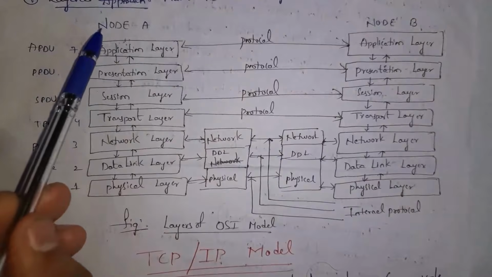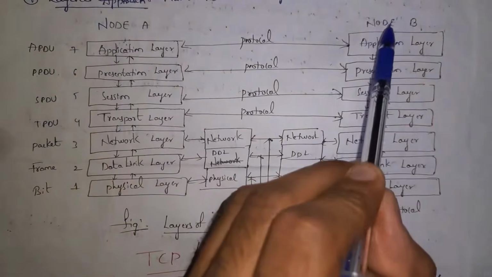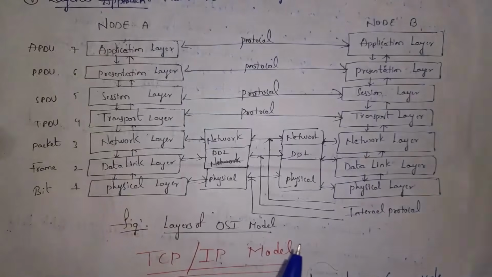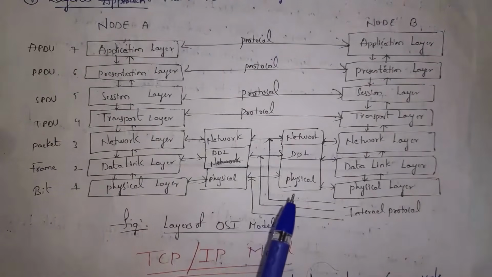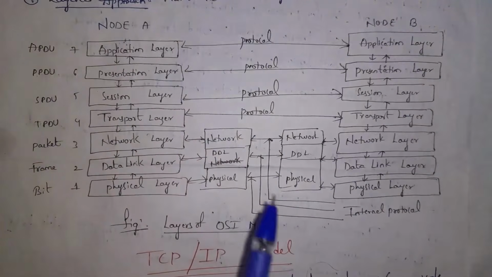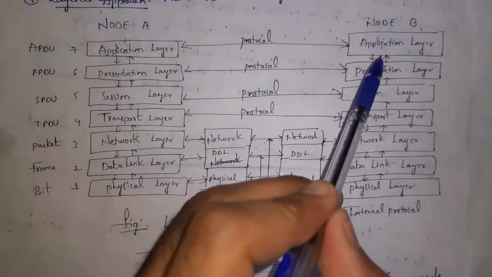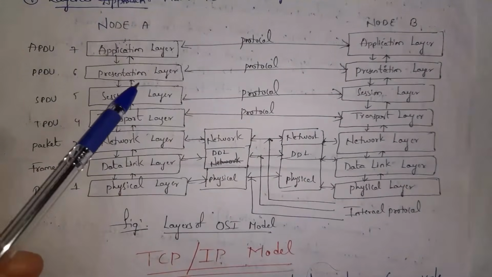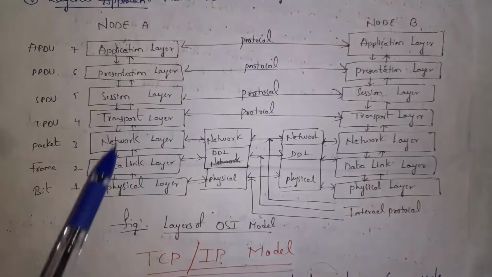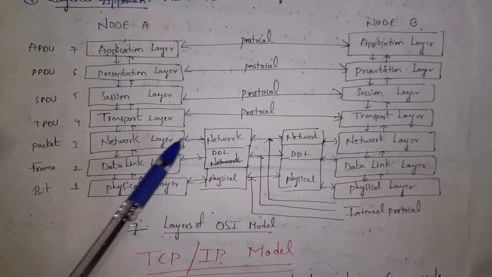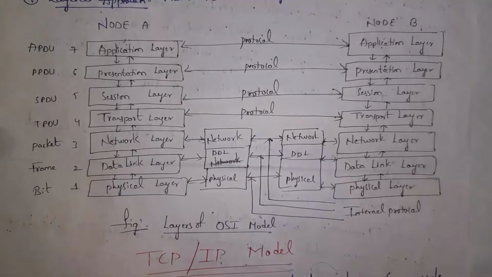The sender side application layer and receiver side application layer will communicate with each other by using a protocol. A protocol is nothing but a set of rules. By following these rules, two layers can communicate with each other. Like that, each and every layer will communicate with each other by using various kinds of protocols. So these four layers will communicate directly by using protocols, whereas the network layer, data link layer and physical layer will communicate with each other by using internal protocols.